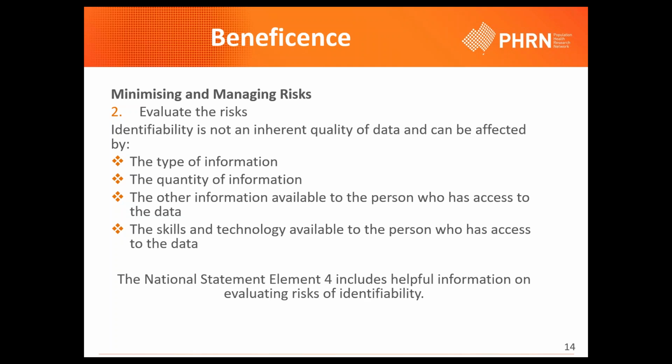So the really important thing to keep in mind is there's no such thing as just, oh, I took the names and addresses off and the data was de-identified. You have to think more deeply at every point in your trial about what the actual risk is, and it depends on what the data is, how much data, and who's going to have access to it, the level of identifiability. Now, the new release of the National Statement in Element 4 has a lot of really helpful information about evaluating the risks of identifiability, and I really encourage you to read that.